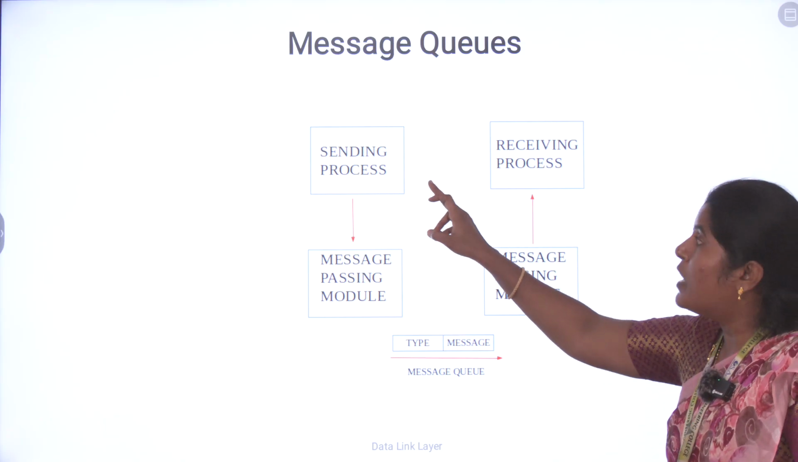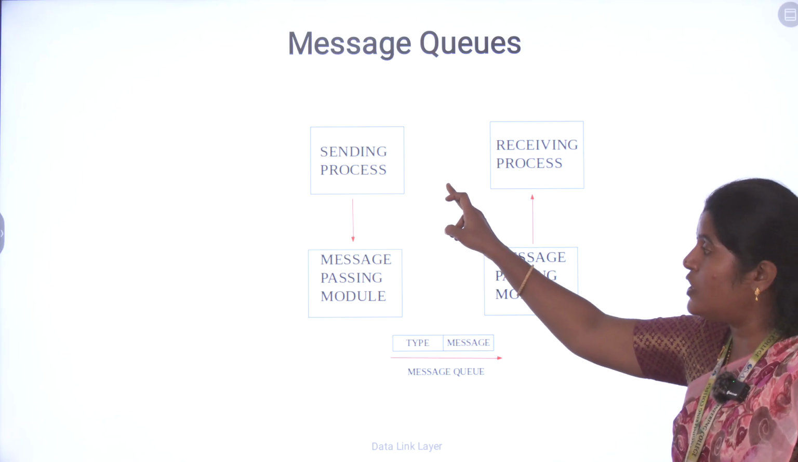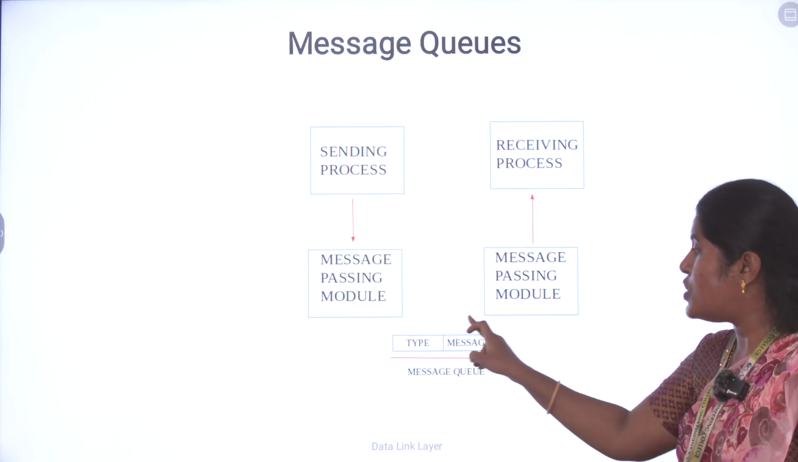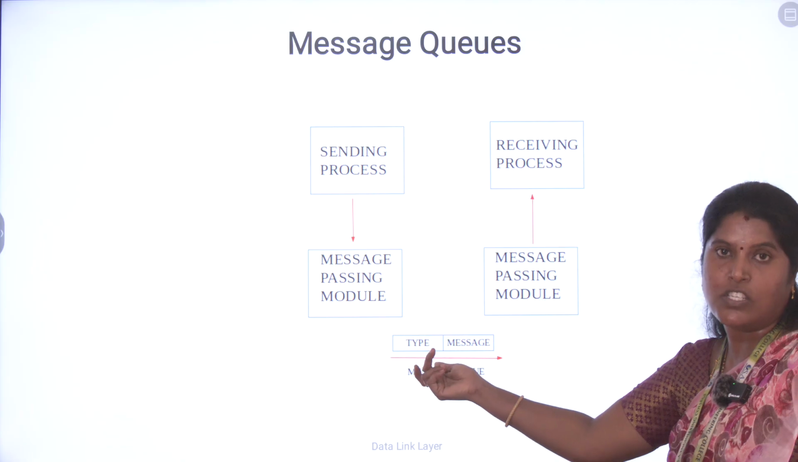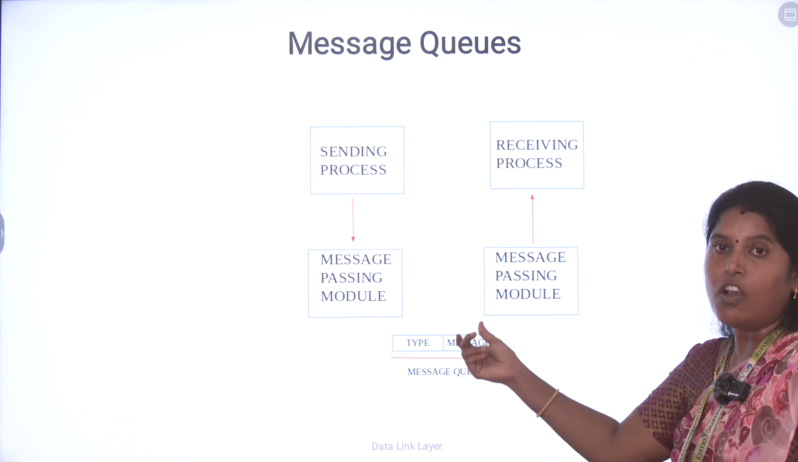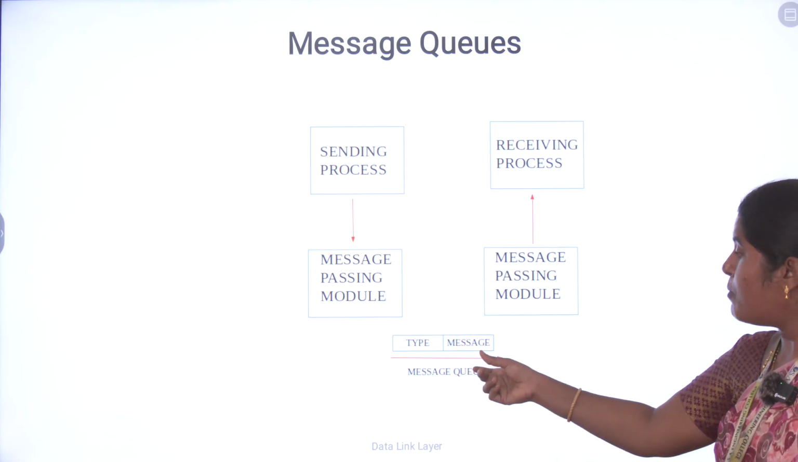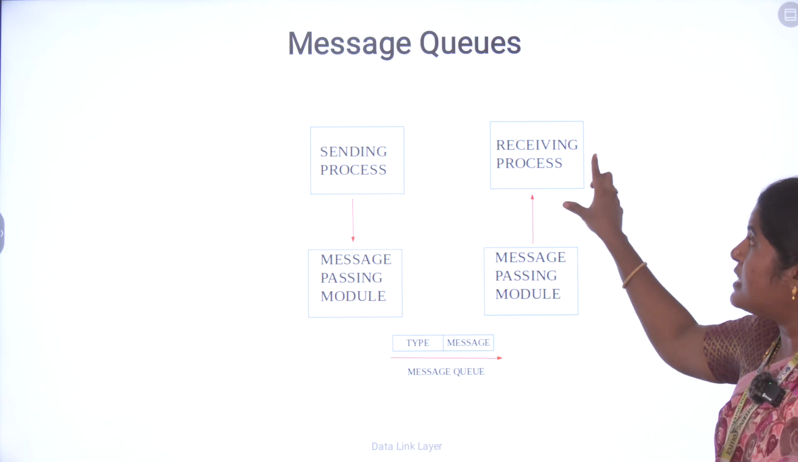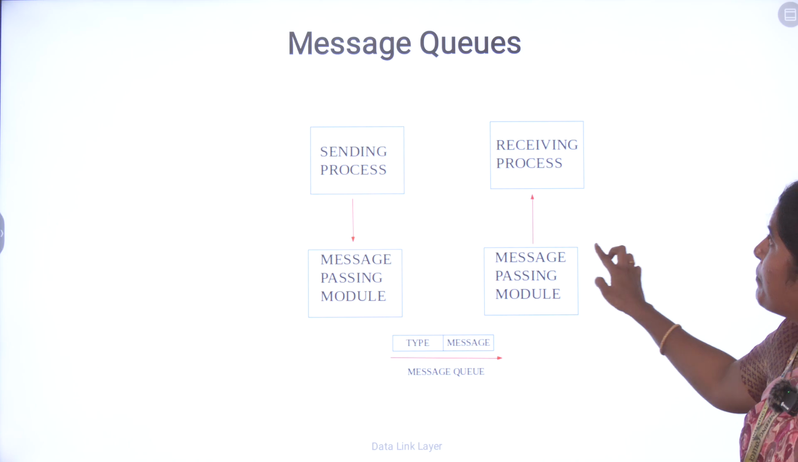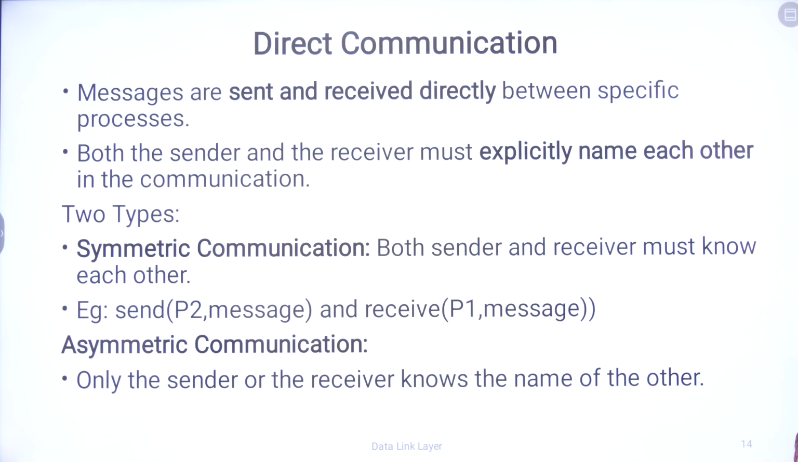This is a diagram showing how the messages are stored in a message queue and how they are processed. This is a sending process which sends a message in the form of a module, which is stored in a message queue in the form of type and the message. So what type of message it is and what messages are sent between the processes. And from the message queue, again in the form of a module, the messages are retrieved and sent to the receiving process.